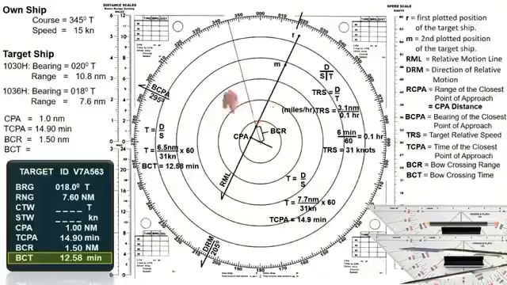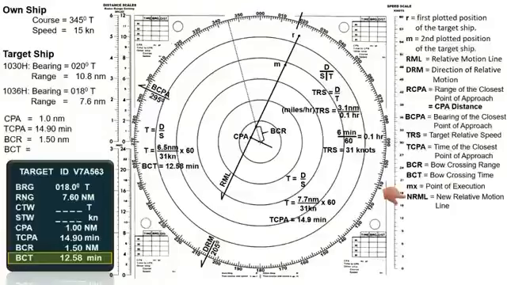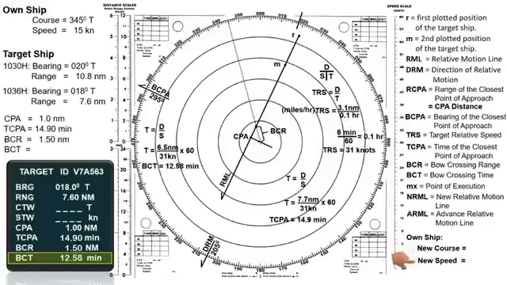This video is divided into two parts. The second part demonstrates how to determine the target's true course and speed. It also covers actions to avoid collision and maintain safe navigation, such as point of execution, MX, where own ship will alter course to achieve a 2 nautical mile CPA. Additionally, it includes the new RML, advanced RML, own ship's new course to steer, and the new speed if the own ship reduces its speed.